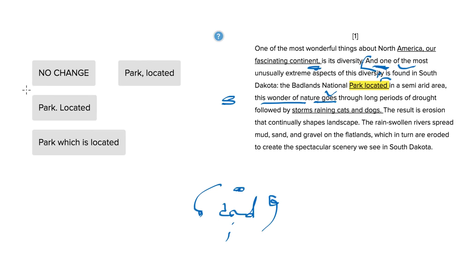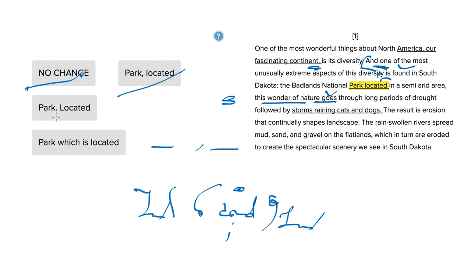So A does not make sense here. Let's go ahead and try answer choice B. "Park, comma, located in a semi-arid area, comma, this wonder of nature." Again, we don't want a comma either. We want a period, "and," or semicolon in between two independent clauses. If we have a comma, that's going to make this a comma splice. Independent clauses are sentences that can stand as full sentences on their own. So that doesn't work out.